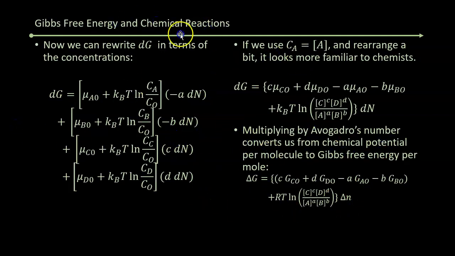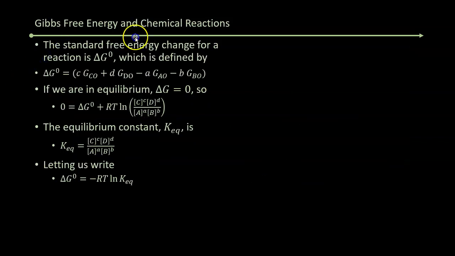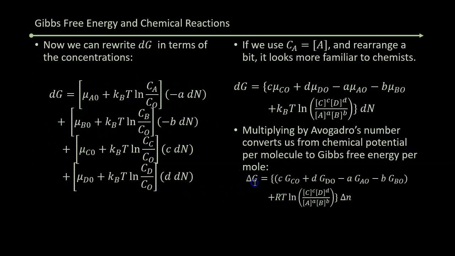So Gibbs free energy in chemical reactions. Standard free energy of change, delta G0, which is defined by, you've seen this before in chemistry, right? Your molar Gibbs free energy of each constituent in the reaction. And if we're at equilibrium, delta G is 0. So if at equilibrium back here, that's 0, we're just left with that side of the equation.